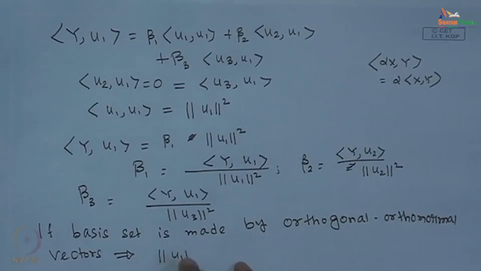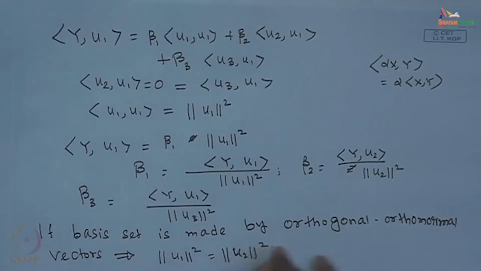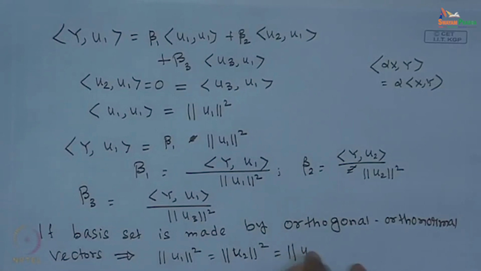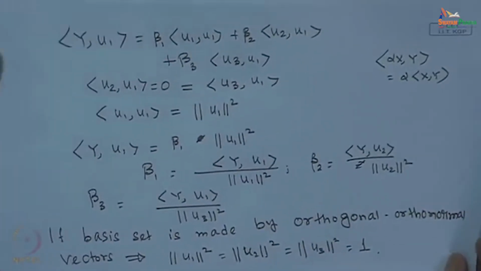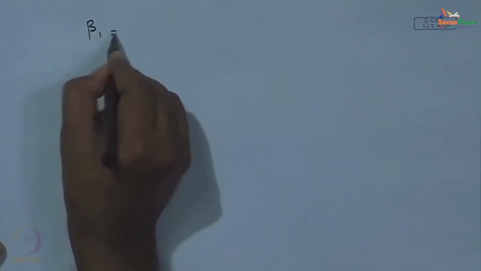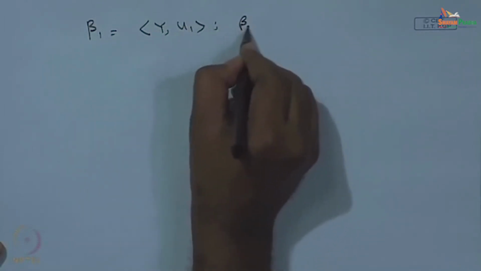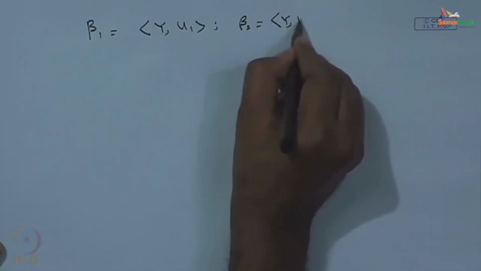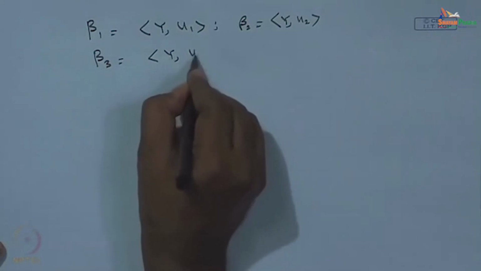That means the norm of u1 squared is equal to the norm of u2 squared, is equal to the norm of u3 squared, equal to 1. So, in that case, the denominators of all these scalar multipliers will be equal to 1, and the whole thing has been tremendously simplified, and you will be getting beta 1 equal to the inner product of y and u1, beta 2 is nothing but the inner product of y and u2, and beta 3 is nothing but the inner product of y and u3.